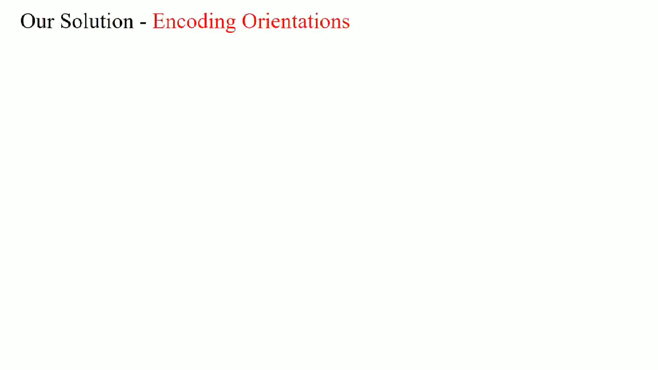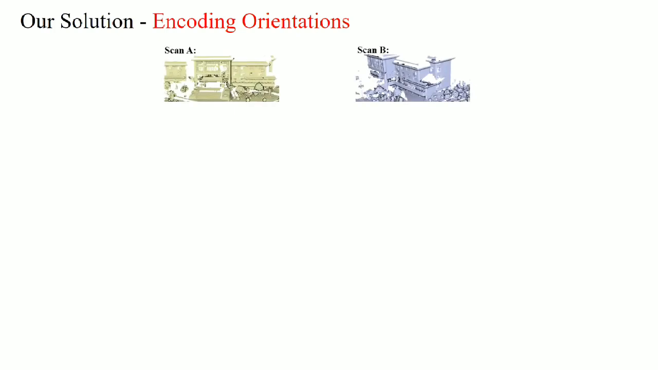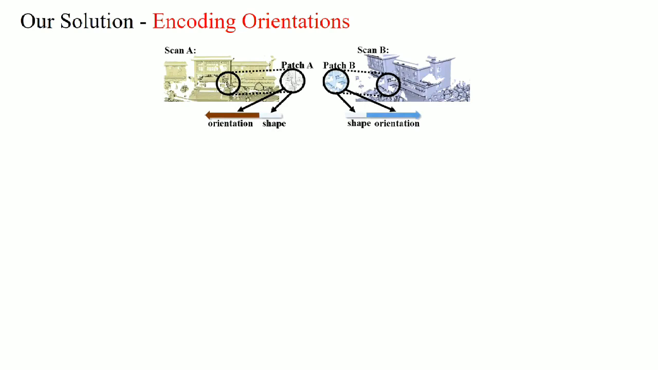We propose that we can solve the above problems by merely encoding the orientation information into descriptors. Our solution can be summarized as follows. First, given the extracted local patches, we encode their shape and orientation information into their descriptors. The shape information is rotation invariant, while the orientation information will change as the point cloud rotates.